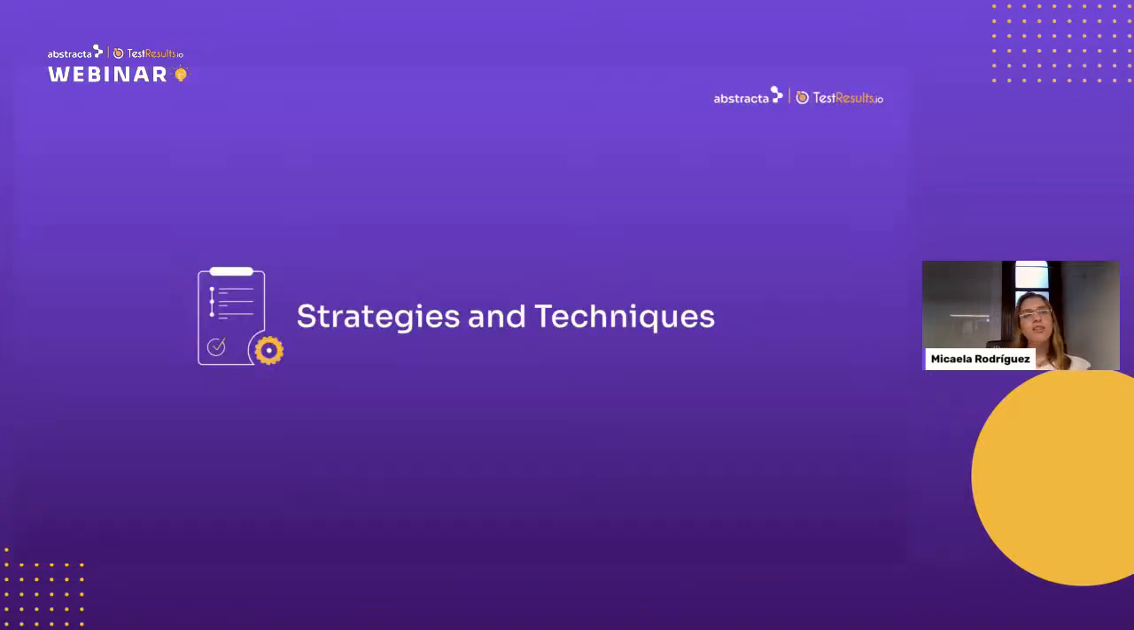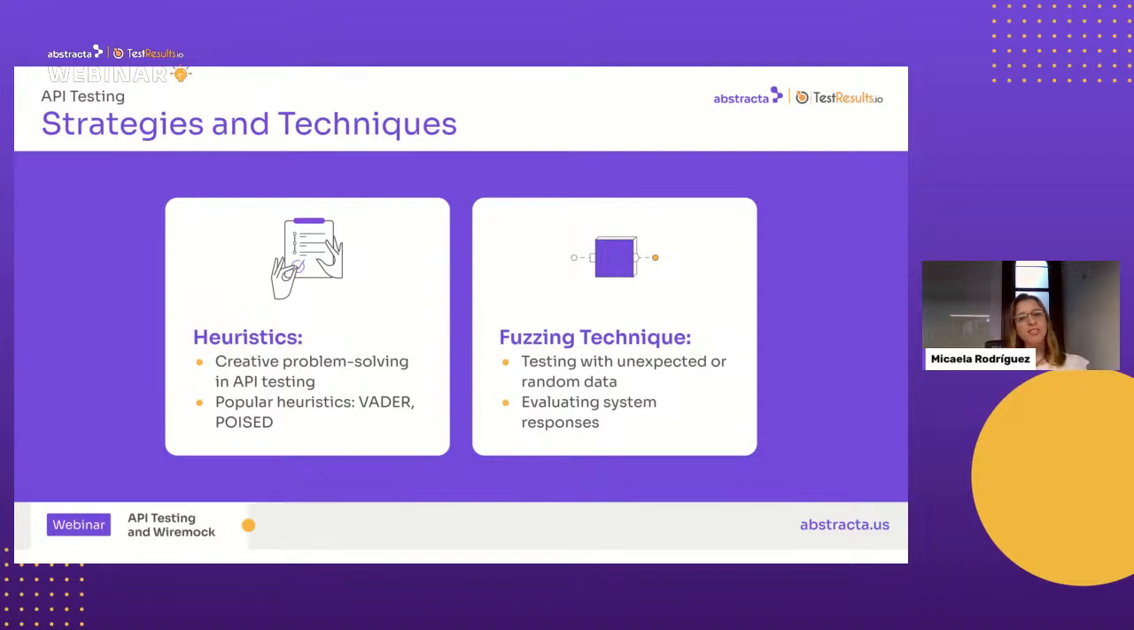Now we're going to go with different strategies and techniques that we can use in API testing. I want to clear this out first. When it comes to API testing, there's a bunch of different strategies out there that you can use. But for this talk, I want to talk about these two that are some of my favorites. One of them is the use of heuristics. What are heuristics? They are a creative way to solve common problems that people came up with and shared with the world.